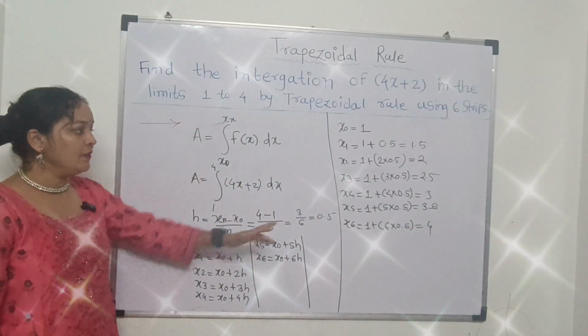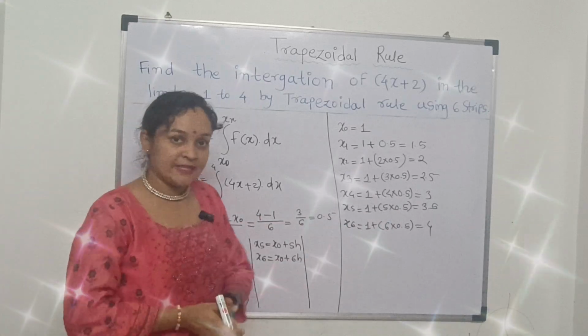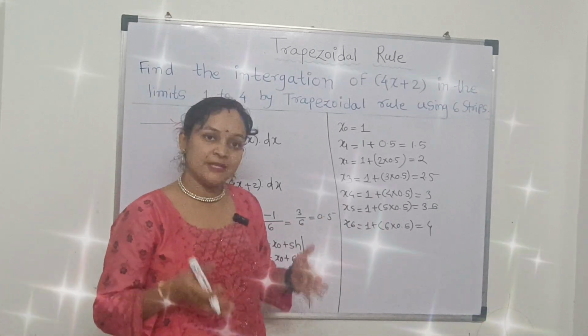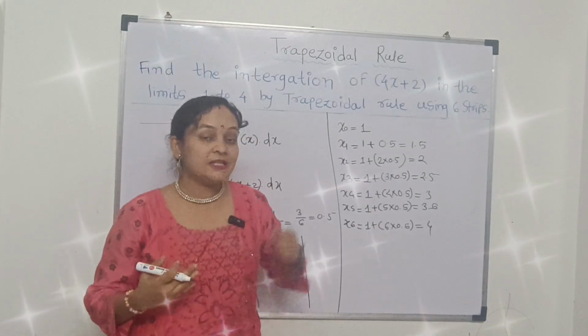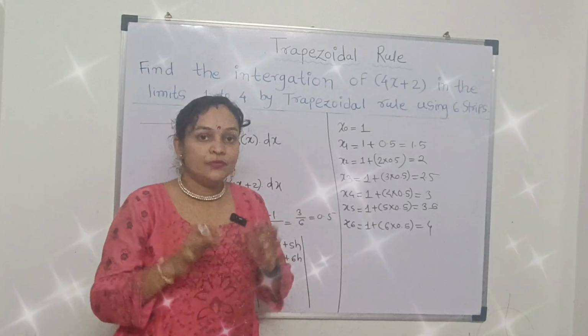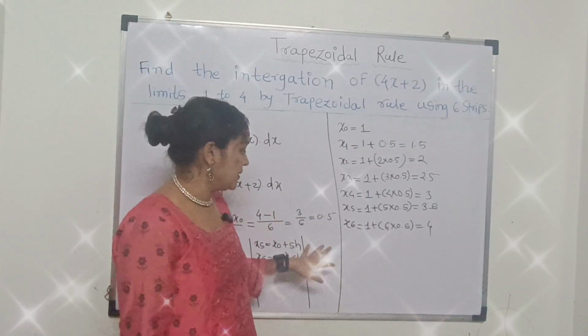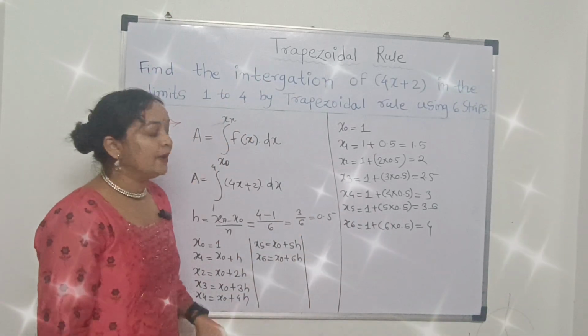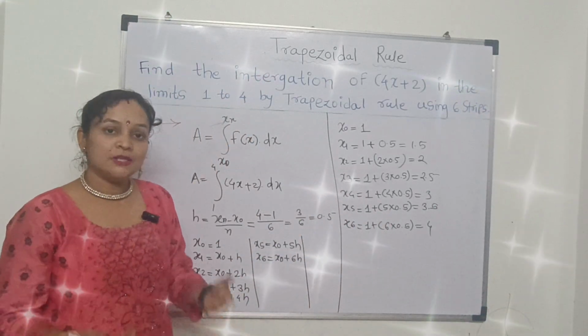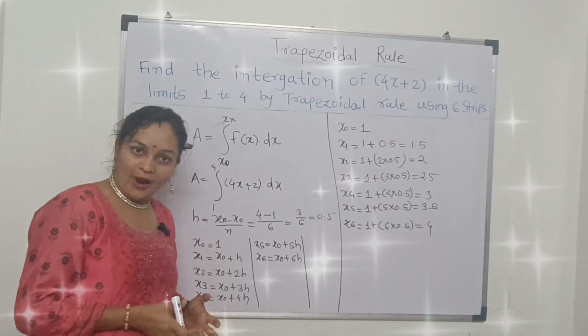So these are all the values up to the 6th step, because they mentioned 6 steps, meaning the area is divided into 6 strips. That's why you consider 6 strips here, right? Now you have calculated the x values. Now we are supposed to calculate for the y.